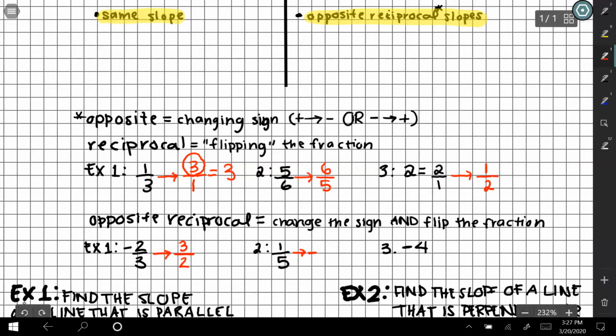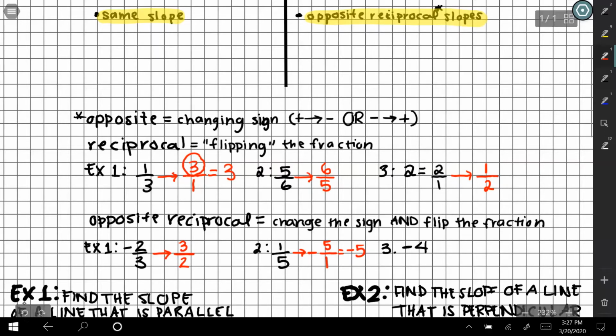I'm going to draw my negative sign and my fraction bar. So 5 was at the bottom, we're moving it to the top. 1 was at the top, we're moving it to the bottom. So I have negative 5 over 1, which I can write as just negative 5.